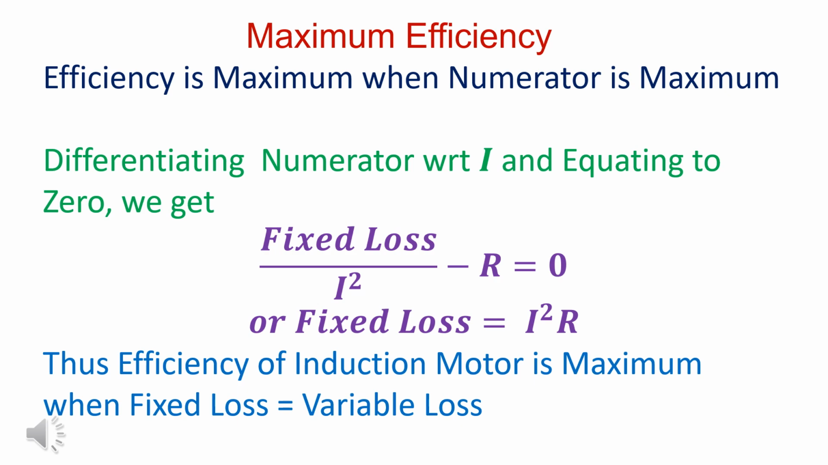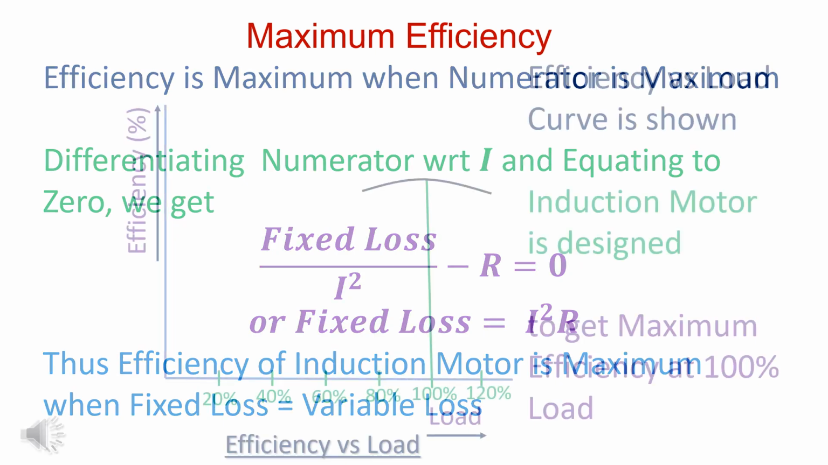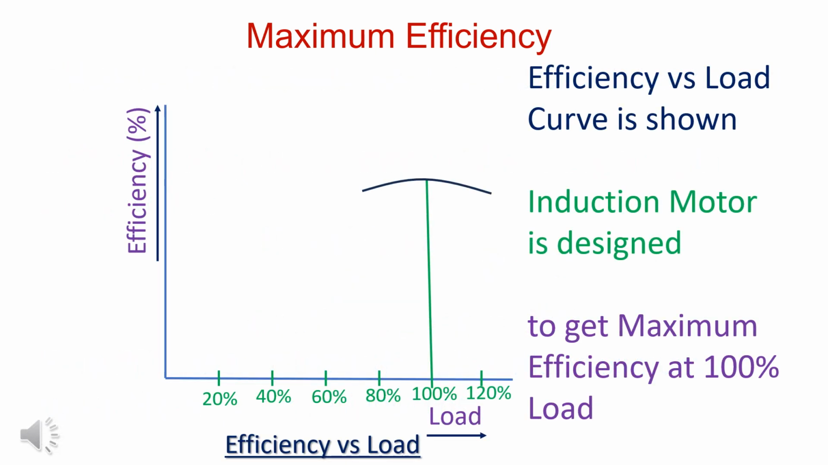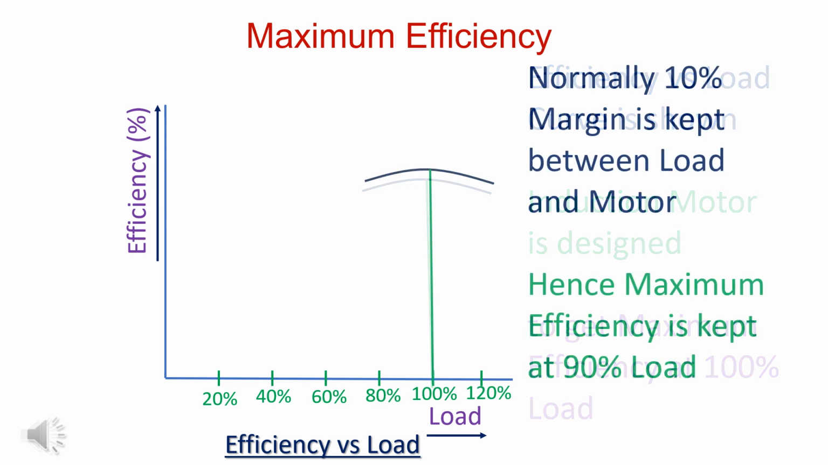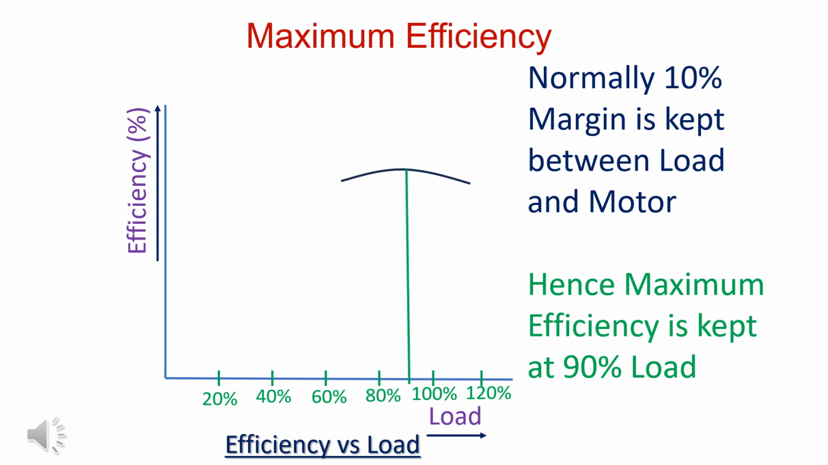Efficiency is maximum when numerator is maximum. Differentiating numerator with respect to I, we get fixed loss is equal to variable loss. Aim is to get maximum efficiency at 100% load. There is a margin of 10% between load and motor. Hence, maximum efficiency is kept at 90% load.